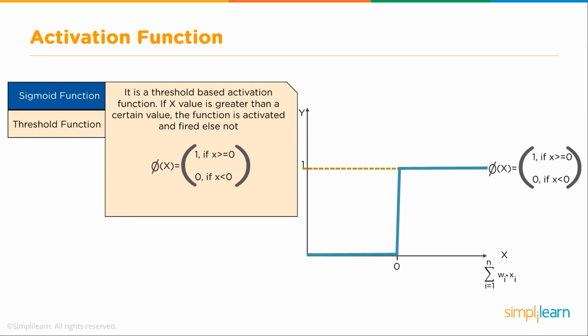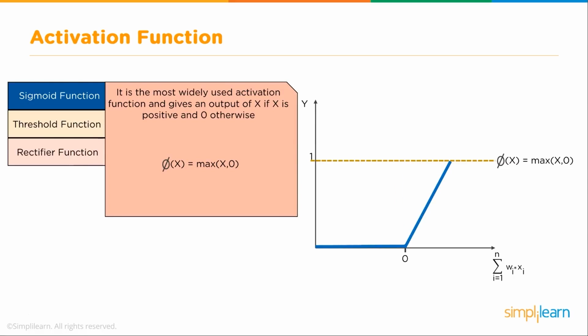The next one is the threshold function. It is a threshold-based activation function. If x value is greater than a certain value, the function is activated and fired, else not. Pretty straightforward. Yes, no, true, false. I don't want to test for improbabilities. I just want a straight answer. I don't want to know if there's a partial value on there. It either is true or it's false. And the rectifier function, it is the most widely used activation function. I would debate that.